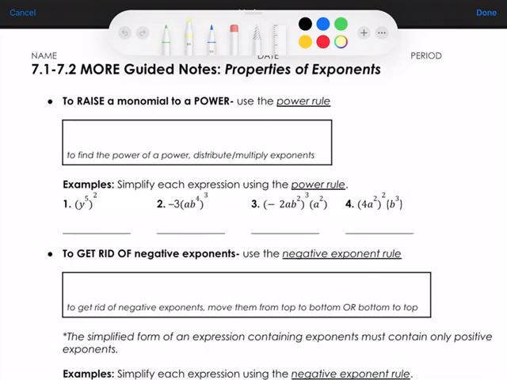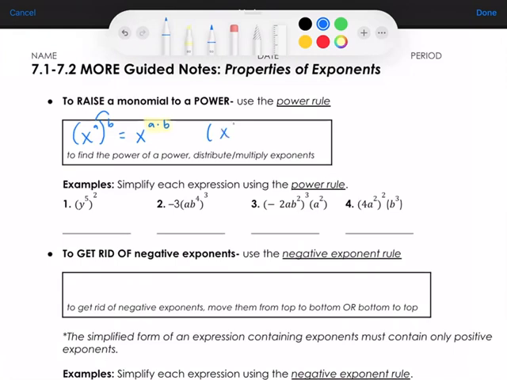All right, today we're going to learn about a couple more properties of exponents. So the first one we're going to learn about is raising a monomial to a power. To raise a monomial to a power, we're going to use the power rule. An example would be like this. If I have x raised to a power, but then I have that raised to another power, what you're going to do here is basically distribute and multiply. So I have x to the a times b. In this case, we're multiplying the exponents together as we distribute.